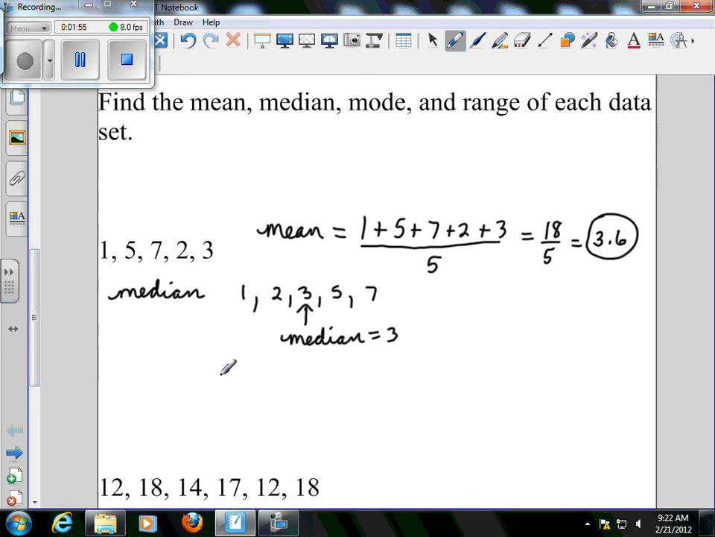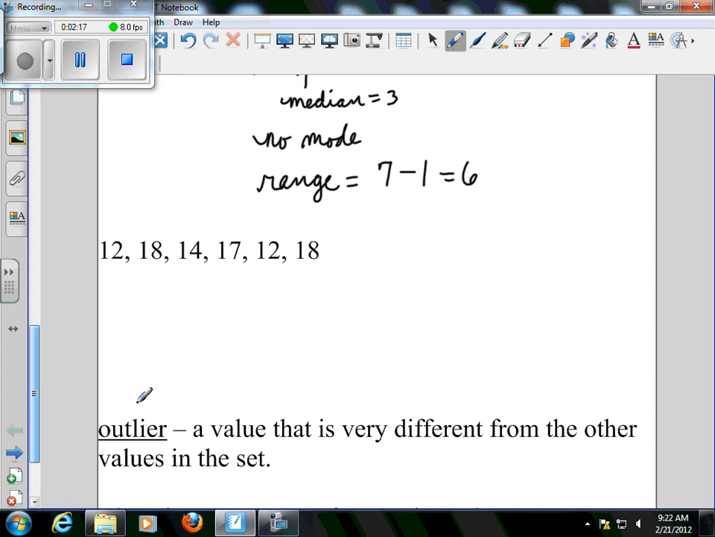The mode is the value that occurs the most often, and if you notice, in this case there is no one value that occurs more than the others. So we're going to say there is no mode. And the range is simply the highest number minus the lowest number, so 7 minus 1, which gives us 6. Let's move on to another set of data.